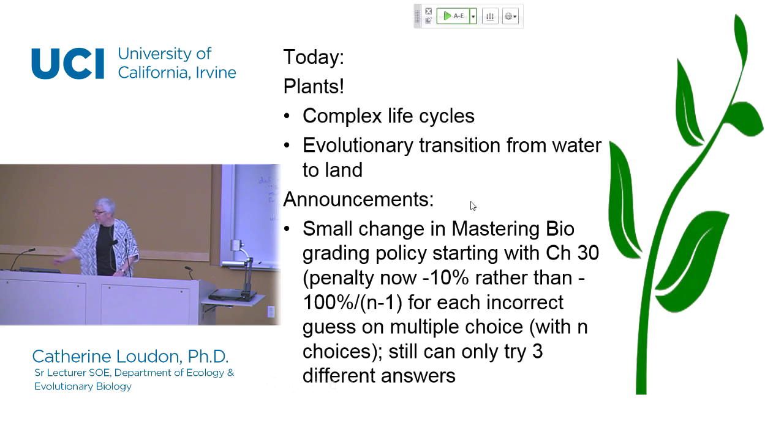So while we're talking about the plants and any taxonomic group, as mentioned before, I'm going to pair taxonomic groups with discussion of really important biological phenomena that will be discussed within the context of that taxonomic group. And the important biological phenomena we'll be talking about today are complex life cycles and also the evolutionary transition from an aquatic existence to a terrestrial existence.